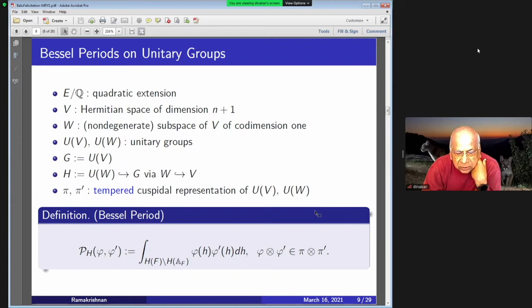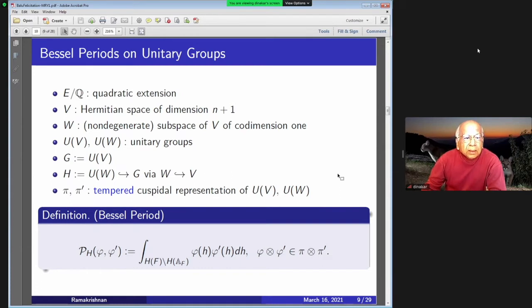Okay, so the Bessel period is you just take a cusp form on G and you restrict to H, and then you multiply it by phi prime, which is on H, and then you integrate it. So this period is very important, and that's what comes up for us.